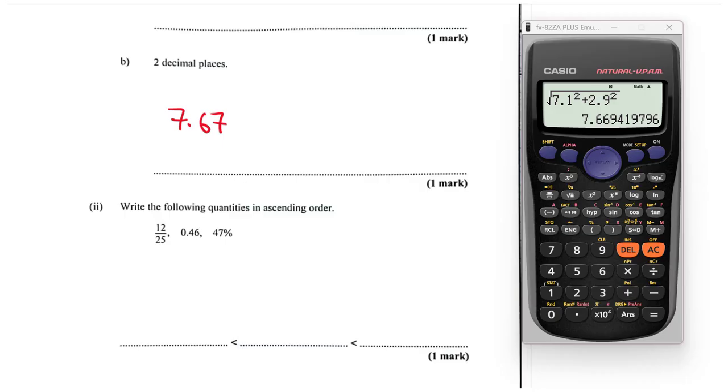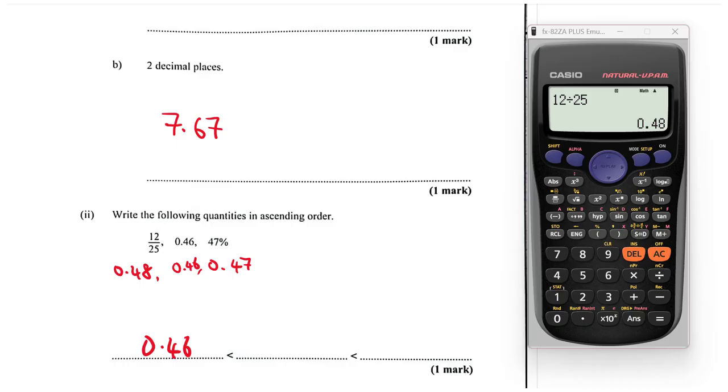Now, part 2 says write the following quantities in ascending order. The 47%, I can write as 0.47, and I have the 0.46. So I just need to confirm the 12 over 25, so I can enter that in my calculator. And this is going to give me 0.48. So in ascending order, it's going to be 0.46, and then 47%, and then 12 over 25.